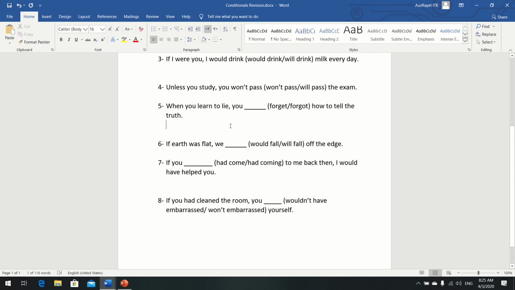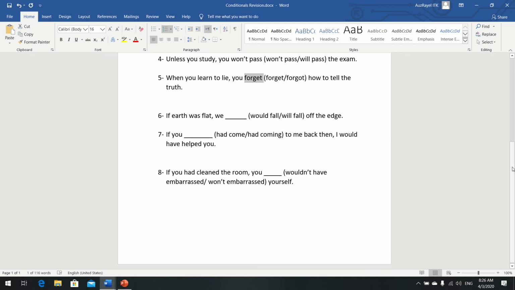Sentence number 5 says, when you learn to lie, you forget how to tell the truth. The reason for using the if clause type 0 here is the word when, because we can replace the word if in type 0 with when. When you learn to lie, you forget how to tell the truth.